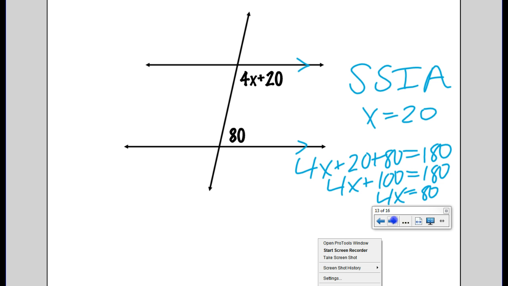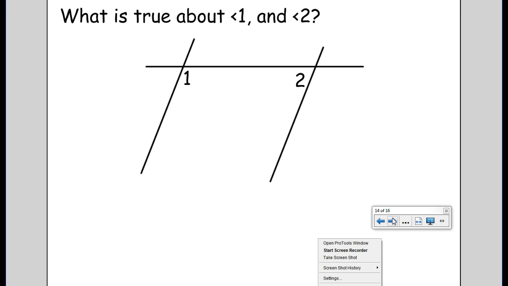Can you also do 4x plus 20 equals? Sure. Yep, same thing. Definitely. Okay, sorry. I had one more and then we'll do the review.